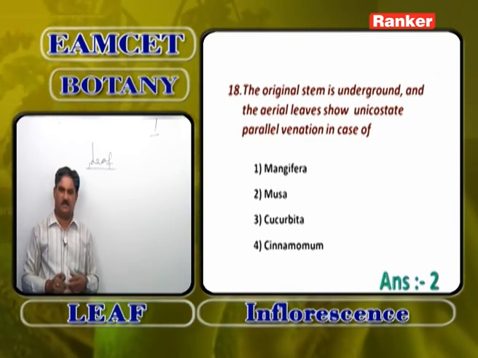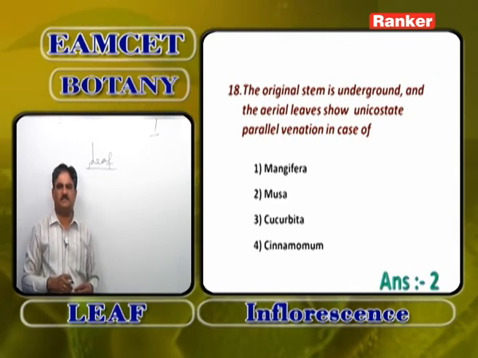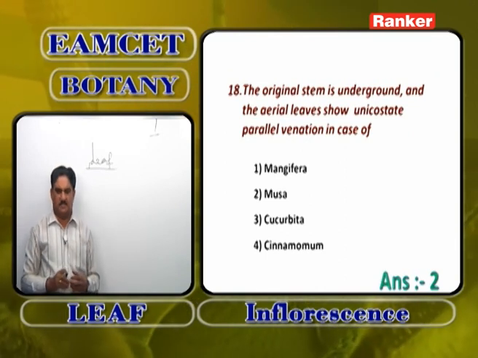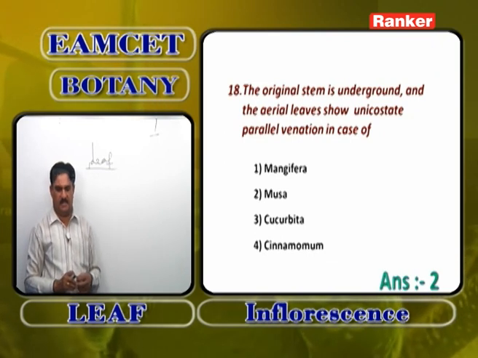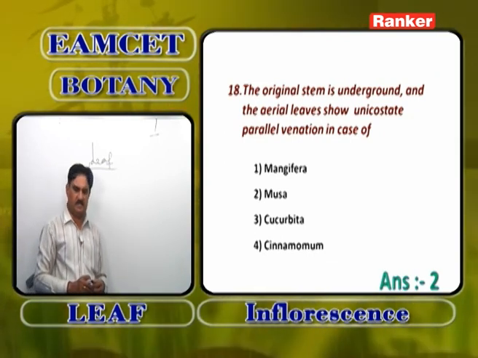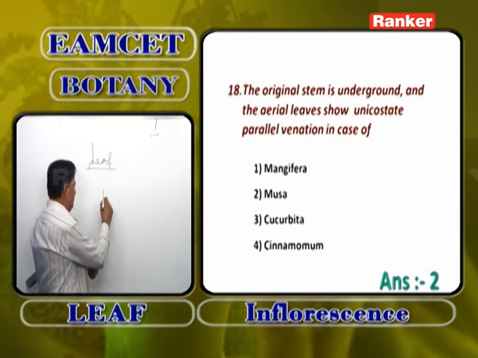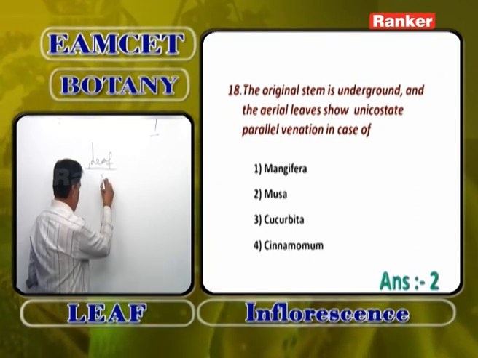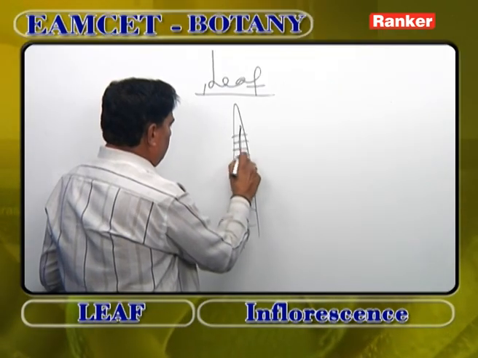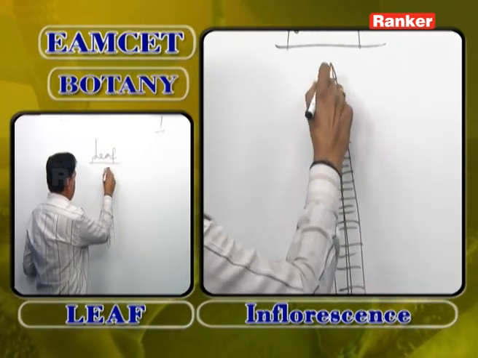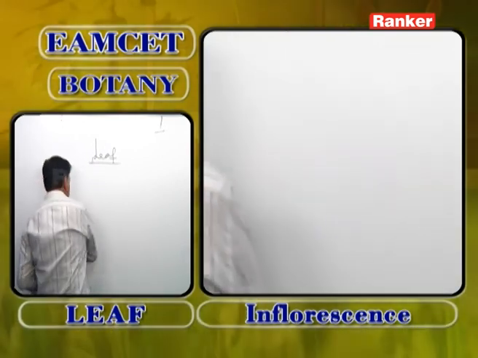The original stem is underground means the actual stem is an underground rhizome. The aerial stem is formed by the fusion of sheathing leaf bases, so ultimately that is called a pseudostem. So the answer, the original stem is underground and the aerial leaves show unicostate parallel venation, is the case of Musa. Unicostate parallel venation means only one midrib will be there and the leaf lamina shows venation one after the other.